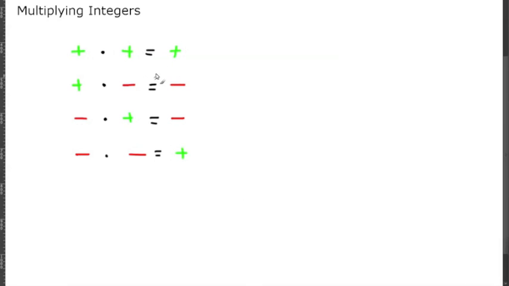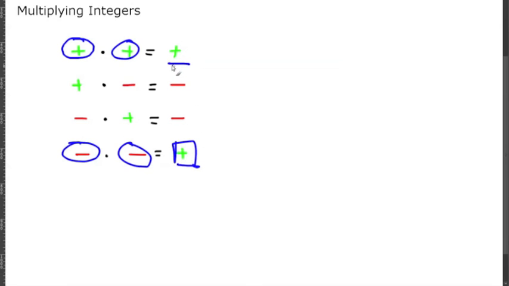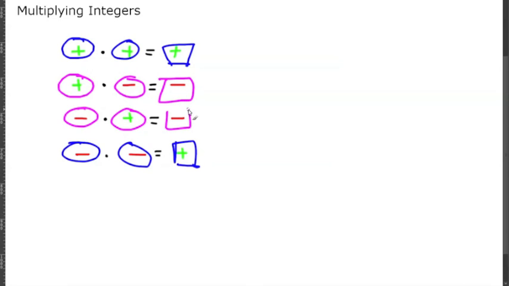Now let's take a look at this. Whenever your factors have the same sign, both up here are positive and both down here are negative, you will get a positive answer. When they have opposite signs, so here's a positive and here's a negative, or here's a negative and here's a positive, they will have negative products.